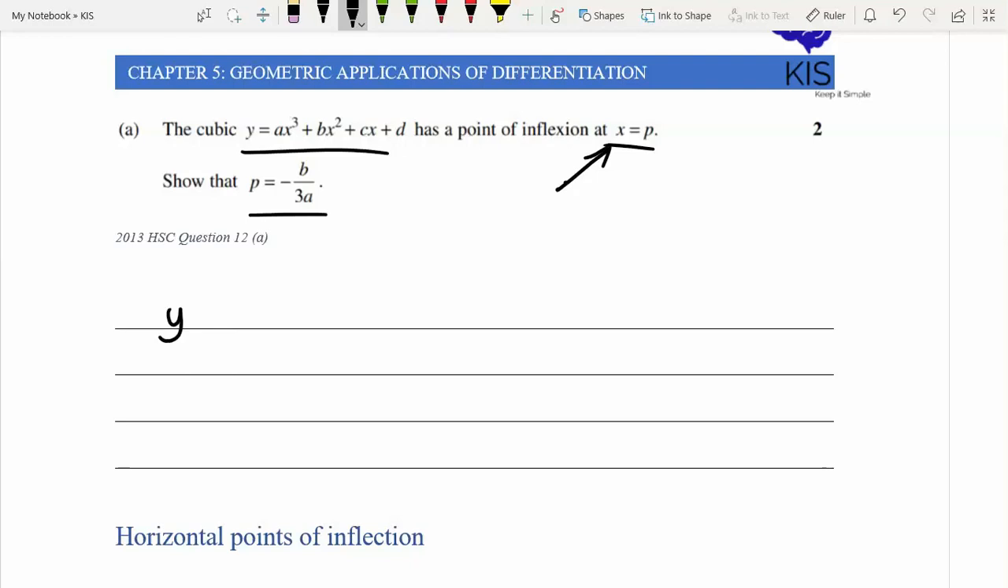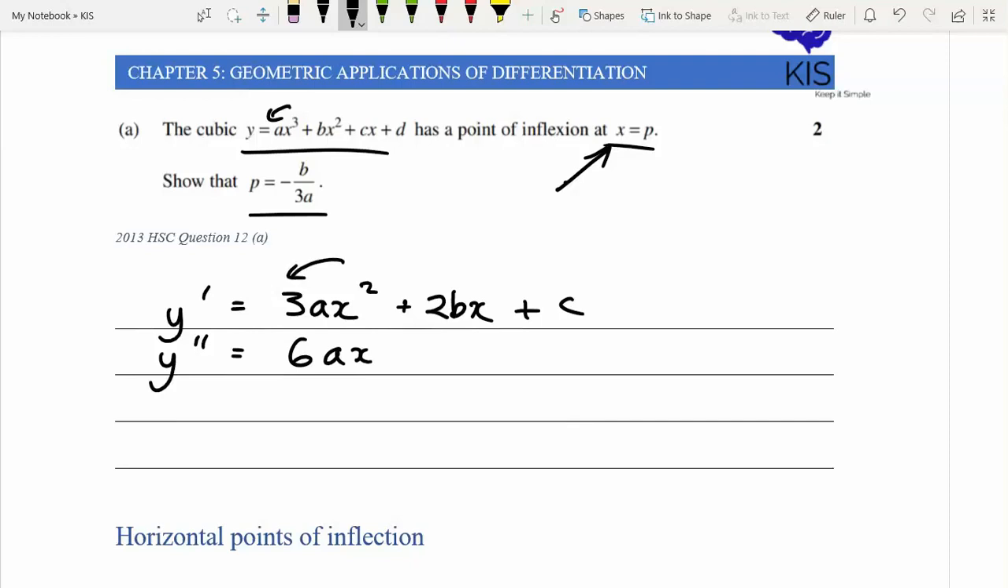So y dash is equal to 3ax squared, right? So taking the power down the front, taking 1 off the power, plus 2bx plus c, that's the first derivative. Our second derivative, y double dash, is 6ax, bringing the power down the front, taking 1 off the power, plus 2b. X is normally to the 1, and then we take 1 off that power, it's going to be x to the 0, which is just 1.